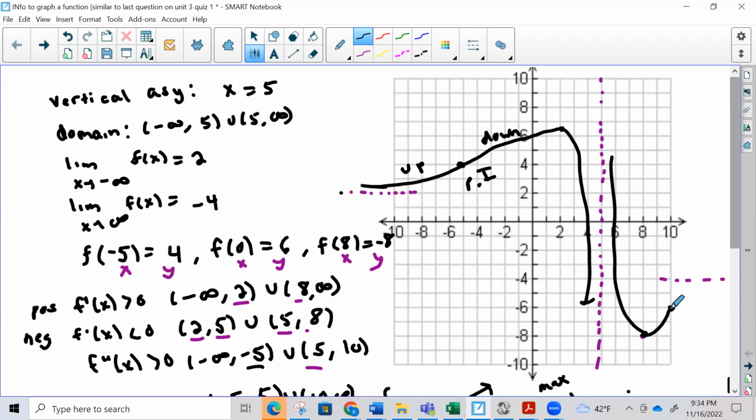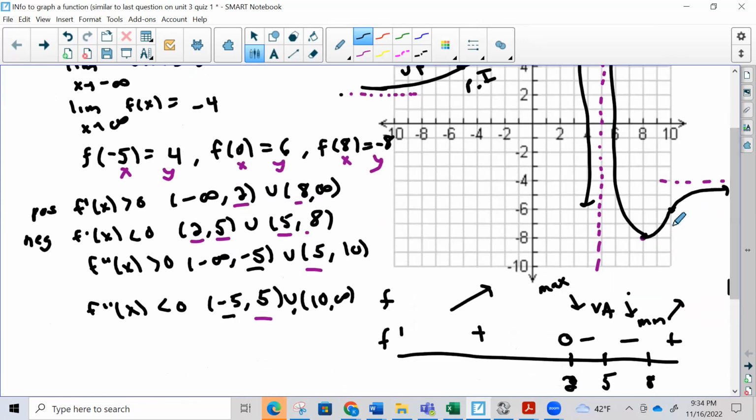But at 10, I'm going to switch to then concave down, and I'm never going to cross this line. I'm going to go out towards that line towards positive infinity. And so again, this is my point of inflection. This is concave up, and then here it's down.